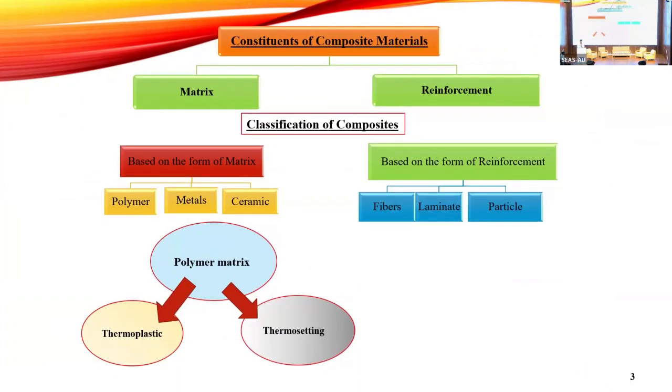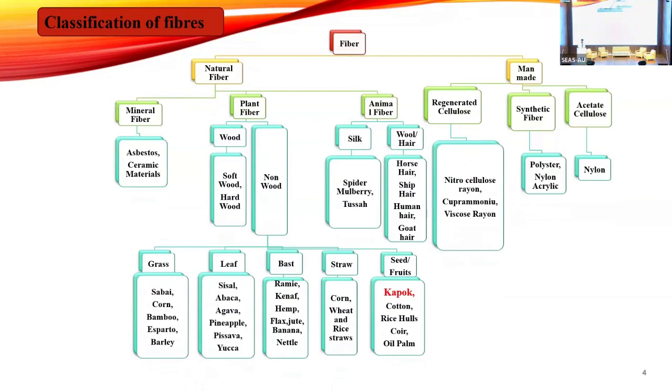Basically, a composite consists of a matrix phase and a reinforcement phase. The role of the reinforcement is to strengthen the composite, and the role of the matrix is to bind the reinforcement together. There are different kinds of composites available on the basis of types of matrix and types of reinforcement. Here, my work focused on thermosetting polymer matrix composites, and on the basis of reinforcement, composites are fiber, laminate, and particle type. Here we are focusing on fiber reinforced composites.